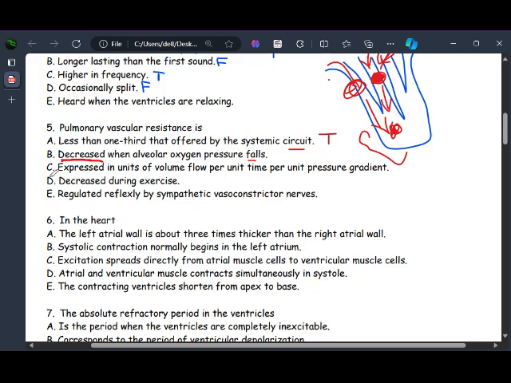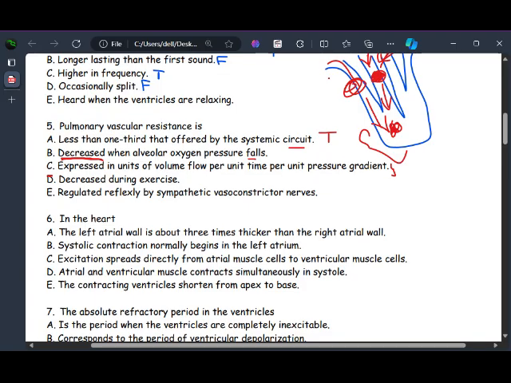Option C says expressed in units of volume of flow per unit time per unit pressure gradient. I don't even know if they can ask you this question, but they're just asking about the units. But these are not the actual units for pulmonary vascular resistance; these are the units for conductance. So this is not the actual unit, but don't worry about this. They're not going to ask you about units anyway.